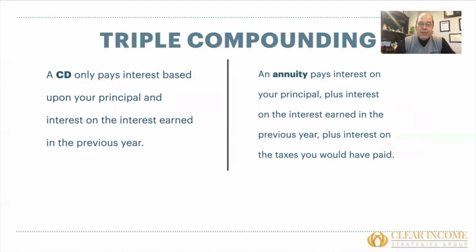A CD only pays interest on your principal and the interest earned in the previous year. That's it. Boom, simple as that. Compounded interest with, let's say, an annuity or something like an IRA pays interest on your principal, and interest on the interest that you earned in the previous year, because you're not taxed on it, plus interest on the taxes that you would have paid.